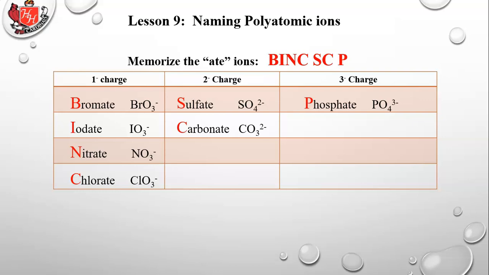Memorize these 7, not only their formula, but how many charges they have. The way I remember it is BINC SCP. However you remember that, that's kind of a mnemonic. So bromate, iodate, nitrate, chlorate, and then SC is sulfate, carbonate, and then the P by itself is phosphate.